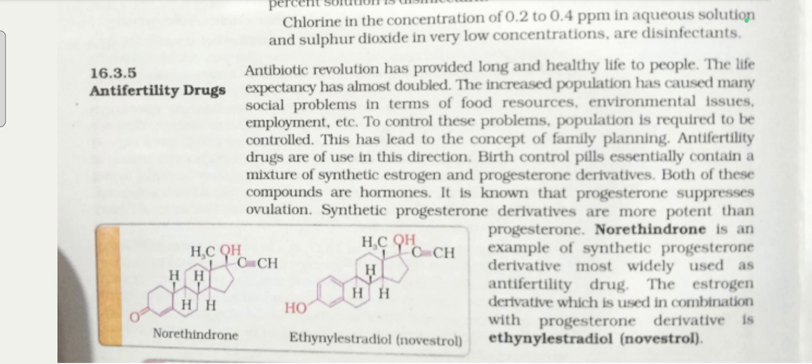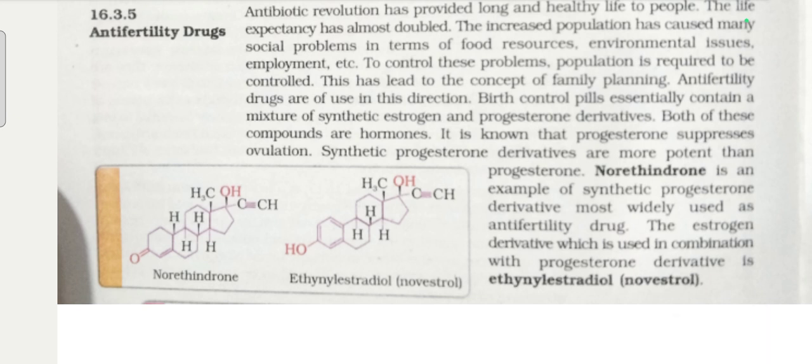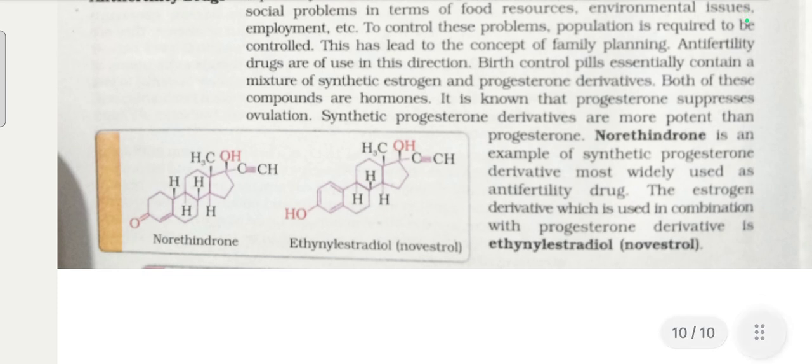Birth control pills essentially contain a mixture of synthetic estrogen and progesterone derivatives. Both of these compounds are hormones. It is known that progesterone suppresses ovulation. Synthetic progesterone derivatives are more potent than progesterone. Norethindrone is an example of a synthetic progesterone derivative most widely used as an anti-fertility drug. The estrogen derivative which is used in combination with the progesterone derivative is ethinylestradiol or mestranol.